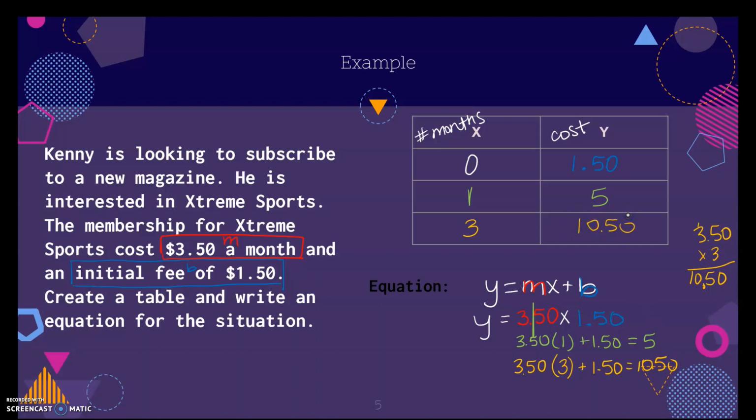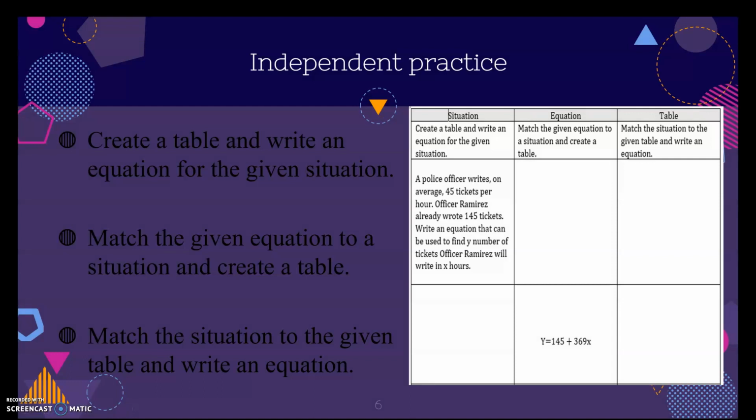So we're going to be able to match an equation and a scenario based on our keywords, and then we can use that equation and plug in values for x to then find y. So today's activity, we are going to create a table and write an equation for the given situation. We're going to match given equations to a situation and create a table. And then we're going to match the situation to the given table and write an equation.